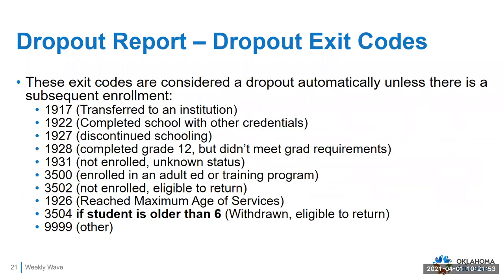This portion I'm going to go through pretty quickly here. I'm not going to list out and read out every single exit code that is considered to be a dropout automatically unless we do find that there is a subsequent enrollment. So do read through this list here. There are about 10 exit codes listed on your screen right now that would be considered a dropout by default.